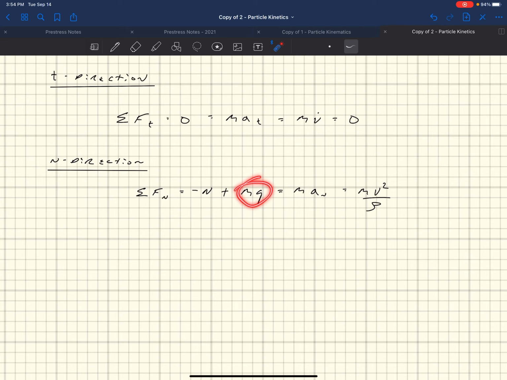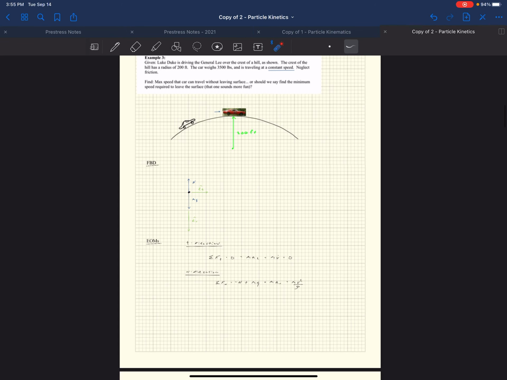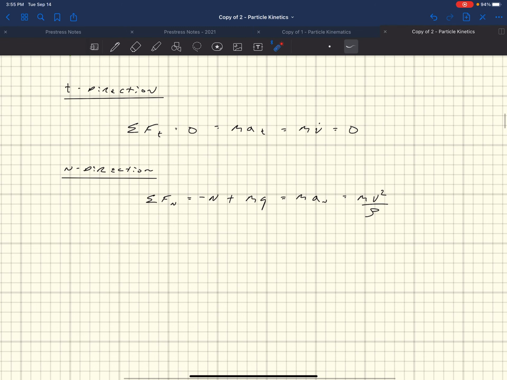I know mass times gravity, right? It tells me that my weight is 3,500 pounds, so I know mass times gravity. I know rho, but I do not know velocity, and I do not know the normal force, right? And so I have too many unknowns. I have one equation and too many unknowns. So I got to think about the problem a little bit, okay?